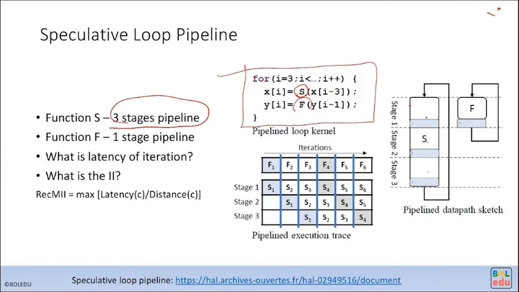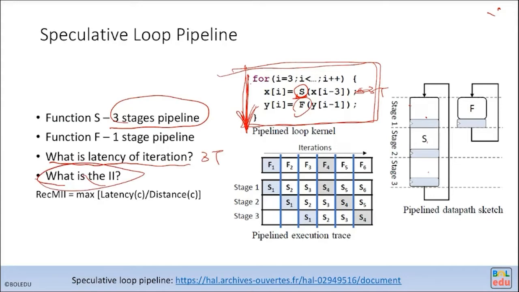So for this, what is the latency for an iteration? It is 3t because this function takes 3t. So what will the II be in this code? What is this II? Actually the II equals 1.